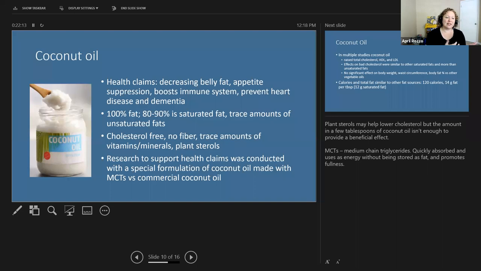Medium chains behave differently. They're quickly absorbed. They're used as energy without being stored as fat. And so they do have a tendency to promote fullness and help with appetite suppression, but you're not going to get that, like I said, from commercial coconut oil in the store. So a lot of the research that shows those health claims can't be translated to the regular coconut oil that you're going to buy.